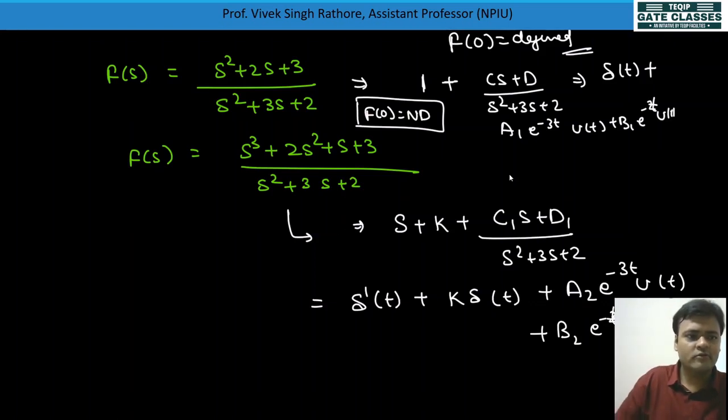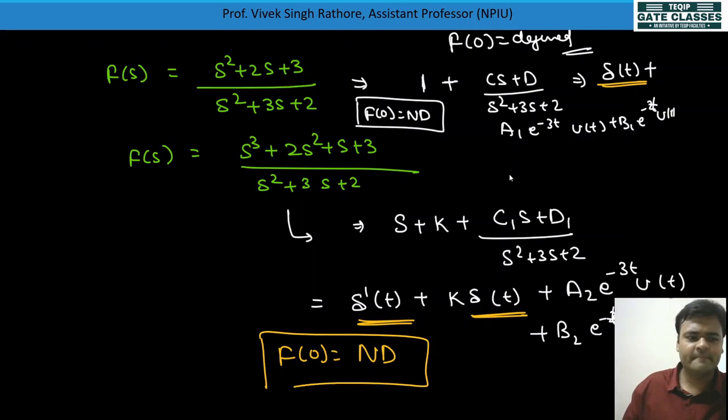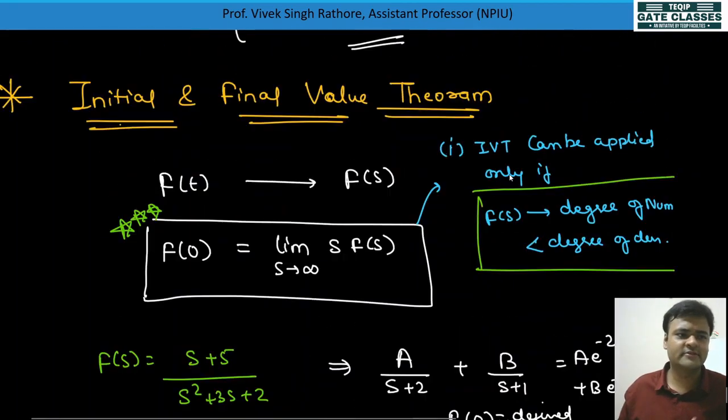So here also, whenever both degrees are similar, you'll get some impulse function, and that is why your initial value is not defined. You cannot put delta 0, and you don't know the delta 0 value, so it is not defined. And for this type of signal, again delta t and delta dash t will come, and here also f of 0 will be not defined. That is the reason behind this.